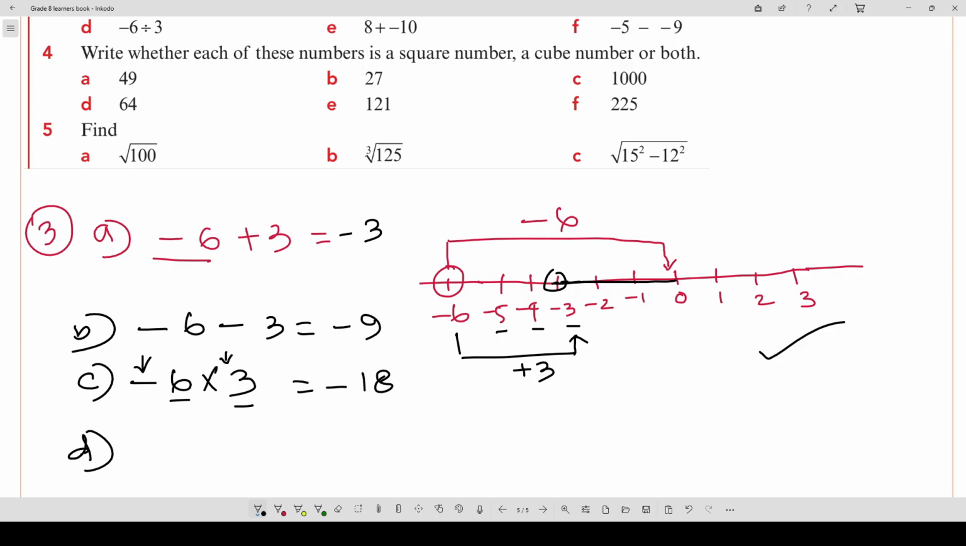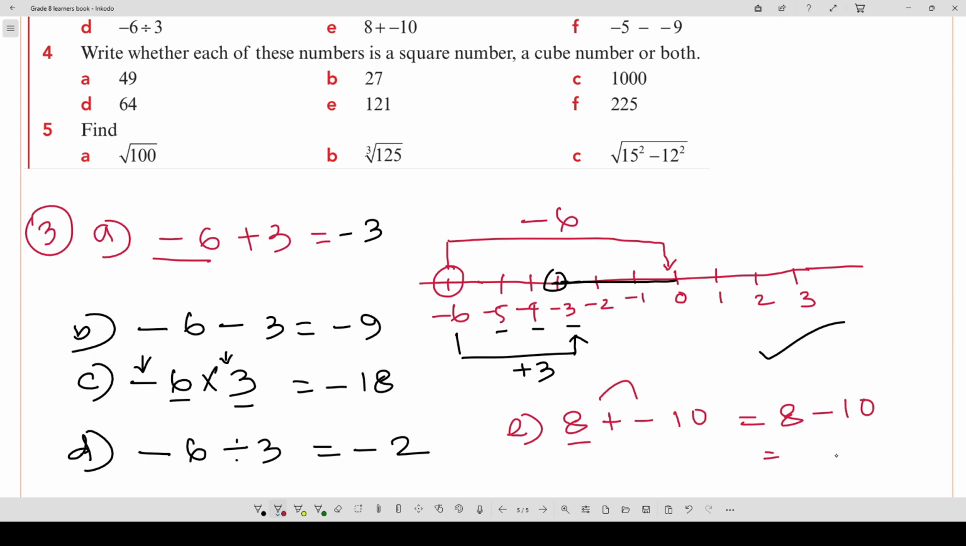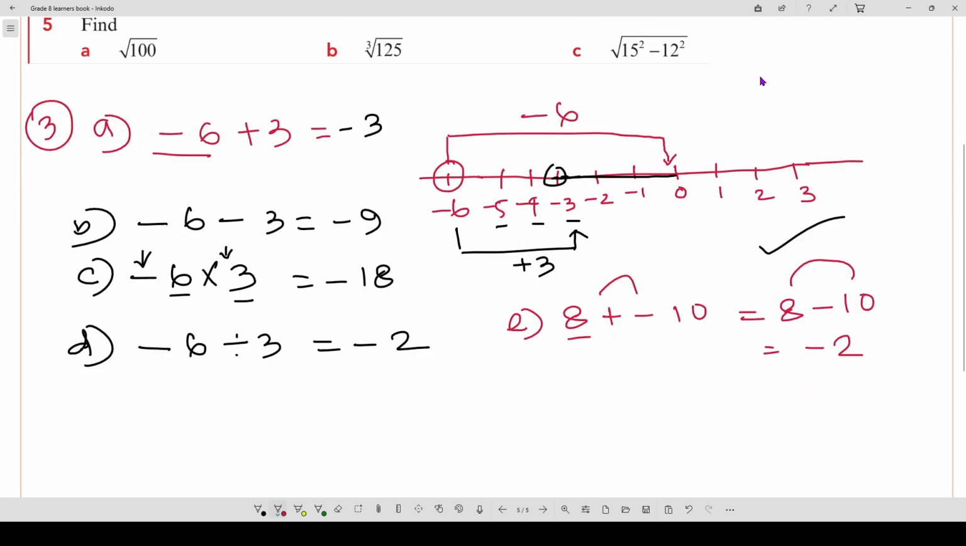Number D, -6 divided by 3. First, 6 divided by 3 is 2, and this is a minus, so it will be minus 2. Number E, 8 plus -10. Here 8 will be unchanged. Plus and minus, once we multiply, it will be minus, and then 10. So 8 minus 10. To simplify, 10 minus 8 will be 2, and 10 is larger than 8, so the sign will be the larger number's sign. It means minus.